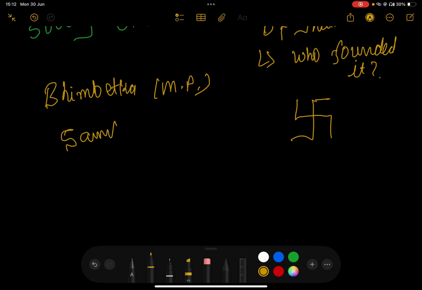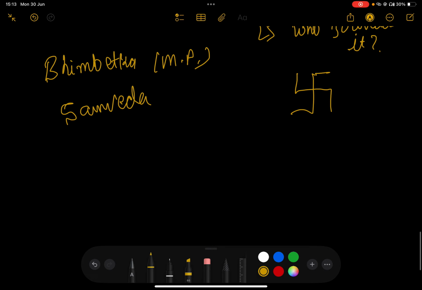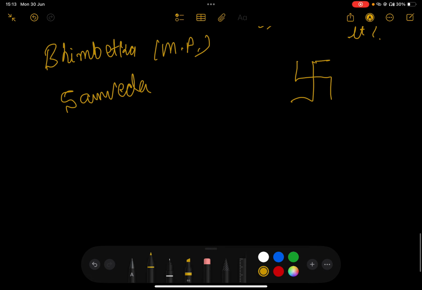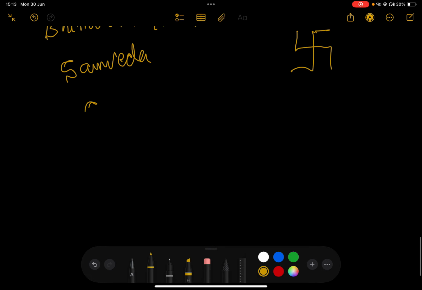Samved, one of the four Vedas, is considered to be associated with music. Richas of Samved are sung with a tune and rhythm of music. Music involves both singing and playing. Sa, Re, Ga, Ma, Pa, Dha, Ni are the seven notes, the Sat Sur of the music. Indian music has been divided mainly into two parts, that is classical music and folk music.